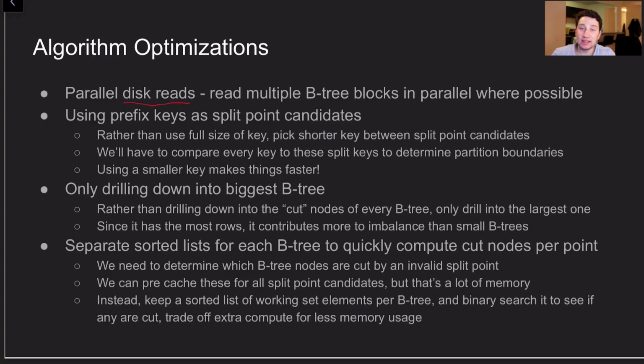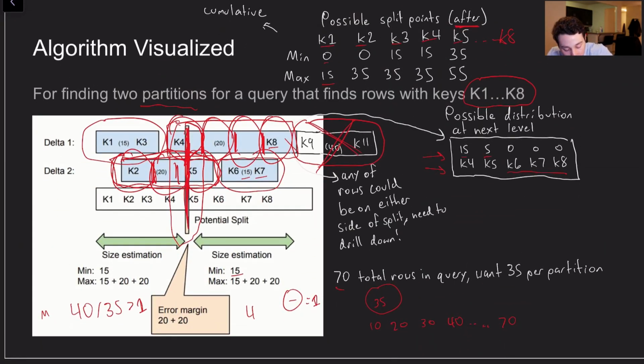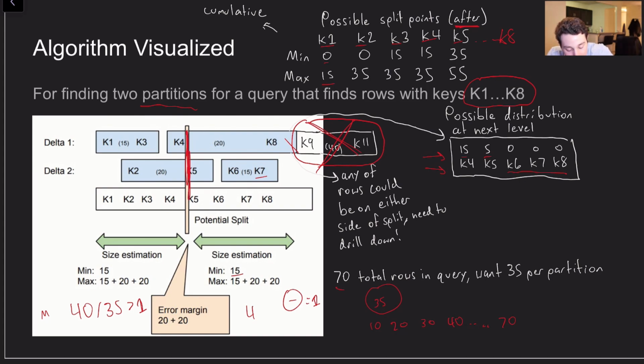So for number one, they do a lot of parallel I/O, right? If there's any time where you can make multiple B tree reads in parallel, you're going to do so. A lot of times, for example, we're doing drill downs on multiple different deltas at once, and you want to be doing those in parallel as opposed to sequentially. Number two is, keep in mind that we have these split point candidates right here, right? We've got something like this guy. Let's imagine that K4 is a multi-column key, right?